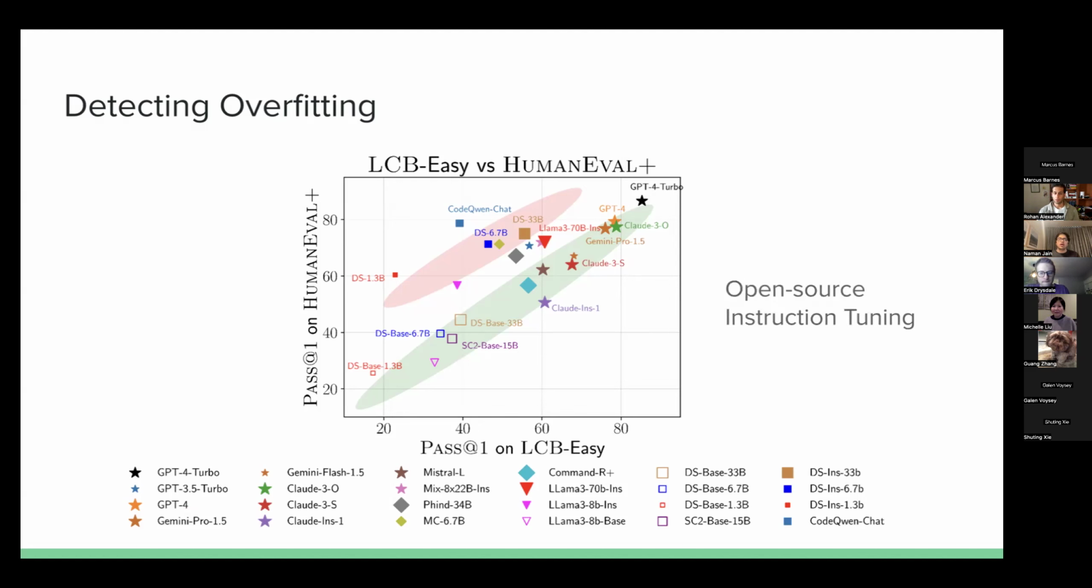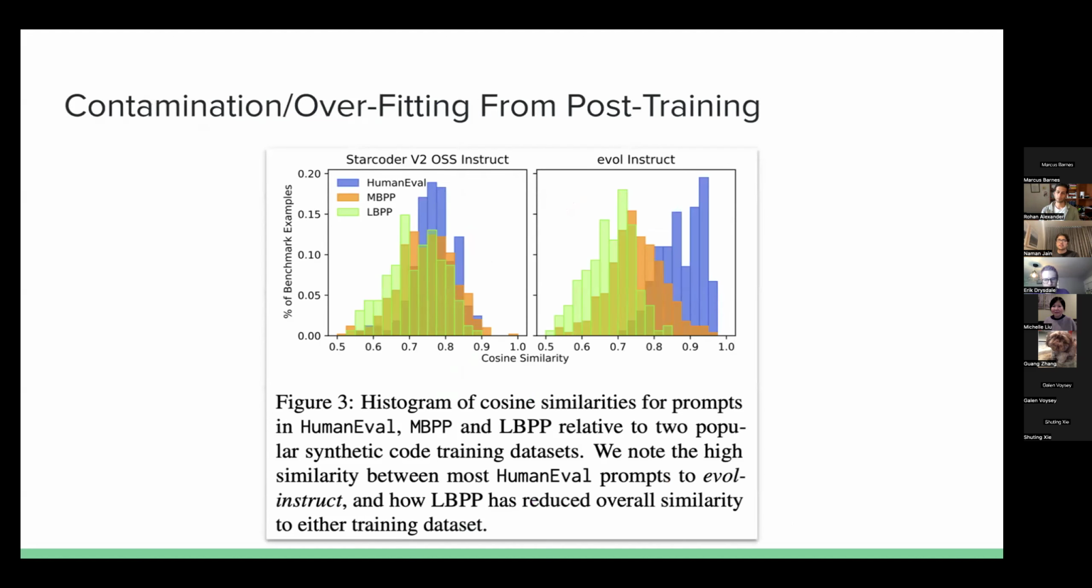Instead, if you look at the top, these are all post-trained or instruction-tuned models, which go through this instruction tuning pipeline of synthetic data, where you try to generate problems similar to HumanEval. Our claim is that this is the phase which is responsible for the majority of this contamination or overfitting on HumanEval. And there is some evidence of this.